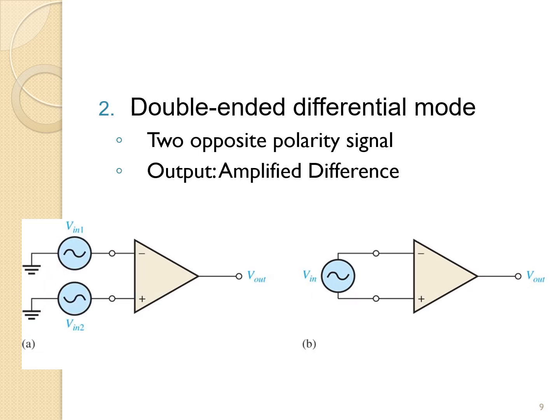In the double-ended differential mode, two opposite polarity signals are applied to the input, as shown in the slide. The amplified difference between the two inputs appears on the output. Equivalently, the double-ended differential mode can be represented by a single source connected between the two inputs, as shown in Figure B.